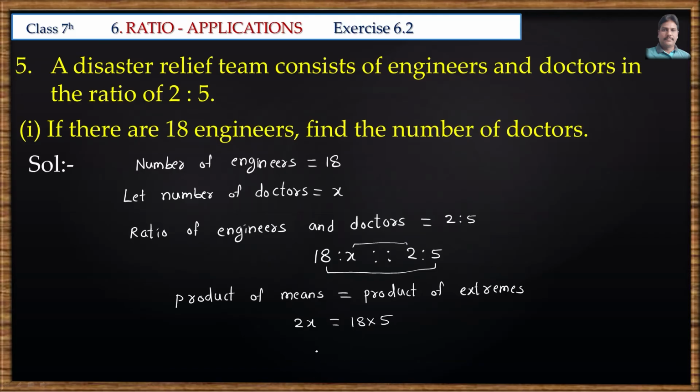Then x is equal to 18 into 5 divided by 2. 2 ones are 2, 2 nines are 18. So 9 fives are 45. X value is 45. Therefore, the number of doctors is equal to 45.